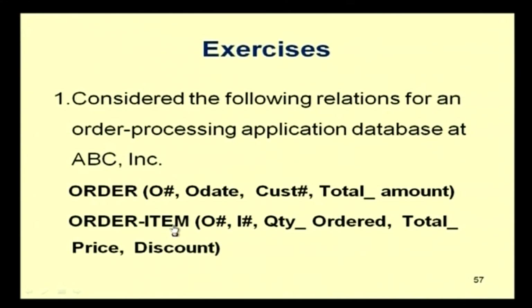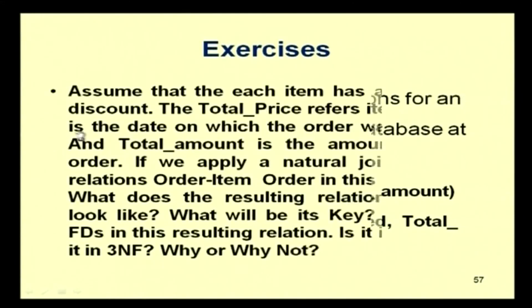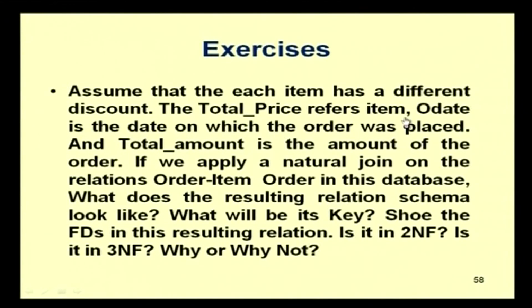Consider the following relation for an order processing application. This is a typical exercise that you will have to do, where you will try to convert this into the normal forms. Now, assume that each item has a different discount, the total prices, all this is given to you, and you have to find out what the key is. This is like a design application. You have to find the resulting relation schema, what the key is, the FDs in this resulting relation, is it in 2NF, is it in 3NF, why and why not.